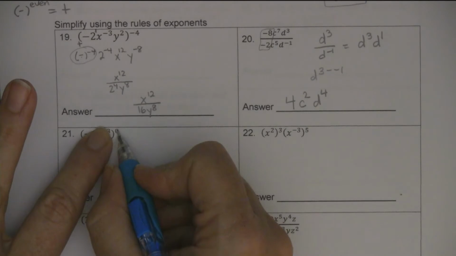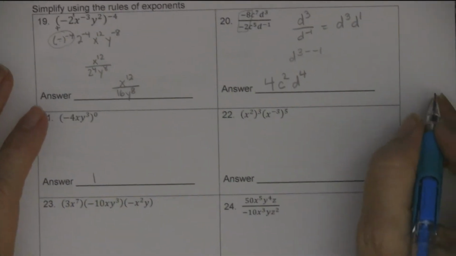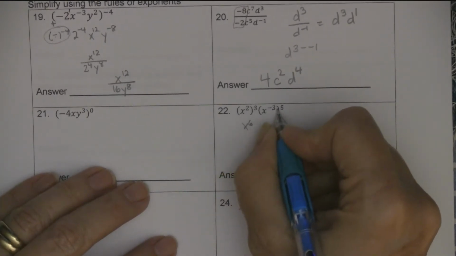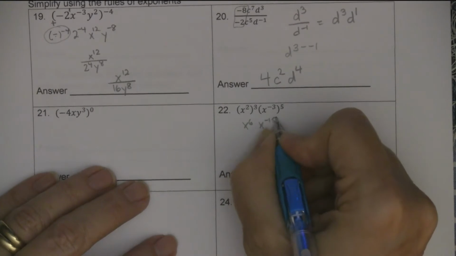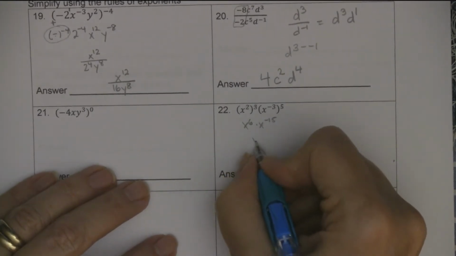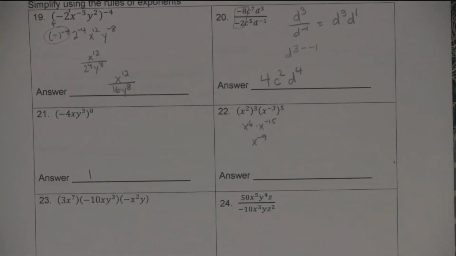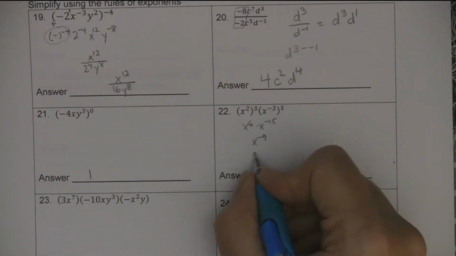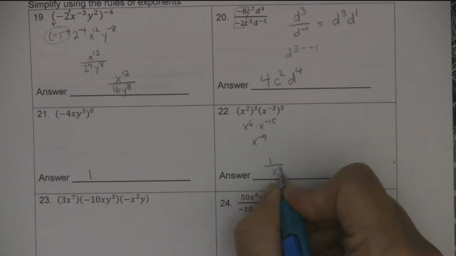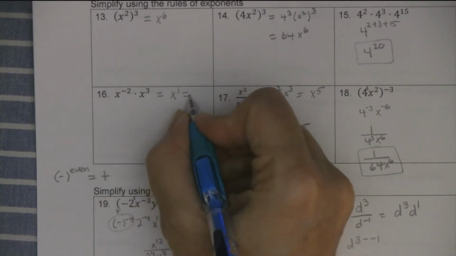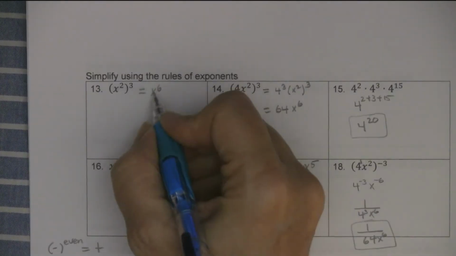Any base raised to the 0 is equal to 1. So this one, I'm going to have to use the power rule here. So this is x to the 6. This is x to the negative 15. And then I could use the product rule, and when I add those together, I get x to the negative 9. So 6 take away 15 is negative 9. And so this is 1 over x to the 9. I got answer lines, and so I'm putting my stuff on the answer line now. Didn't have answer lines up there, so I was feeling like I needed to box my answers. X to the first is just x, right? And box my answers here.